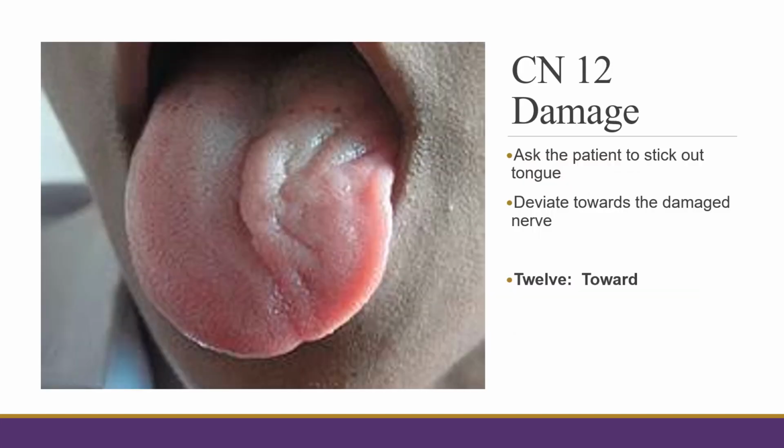Cranial nerve 12 damage to an extreme here, so 12 is towards the area here, towards the lesion. Ask the patient to stick out the tongue and it deviates towards the damaged nerve. The right side there is working, so it's pushing, but it's unopposed by the left side. The left side's not doing anything in the picture here, so it's deviating towards that side. So think of a shopping cart, and one wheel isn't working. If your left front wheel isn't working and the right one is, you're going to deviate towards that side. It's going to turn to the left.